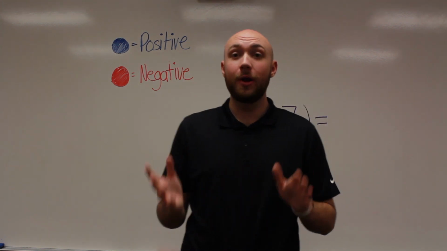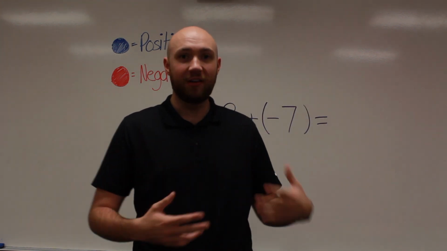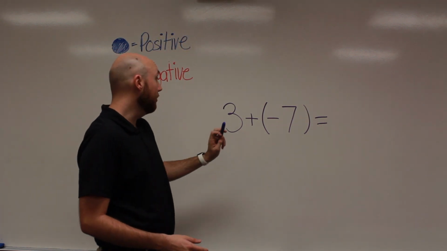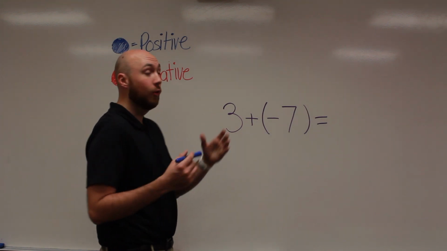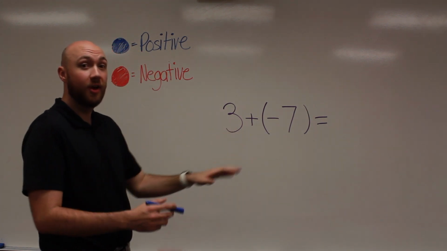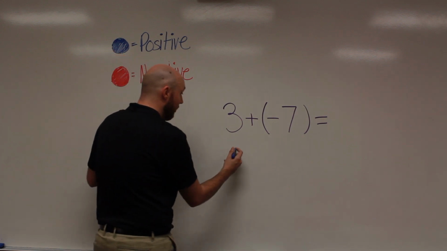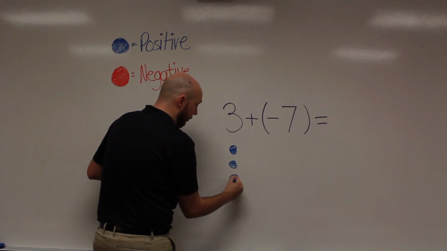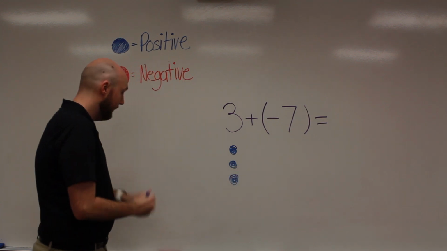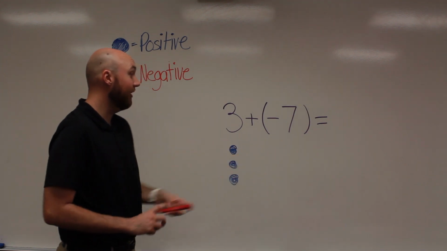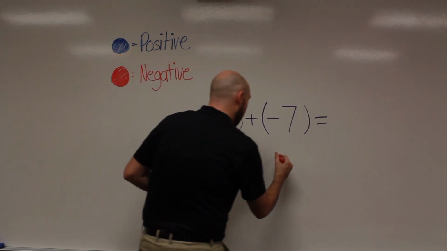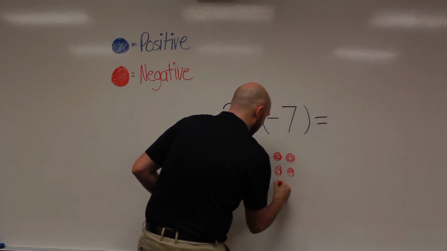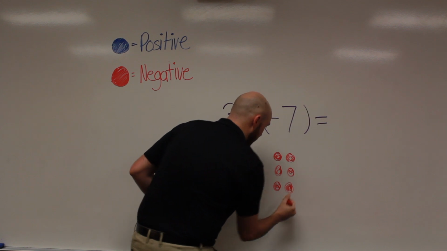All right, so now I'm going to do another example for a better explanation and more practice. We got another problem: 3 plus -7. I'm going to go ahead and draw some visuals for this. I have 1, 2, 3 positives, and we have 7 negatives. So I'm going to have to draw 7 red dots for this: 1, 2, 3, 4, 5, 6, and 7.